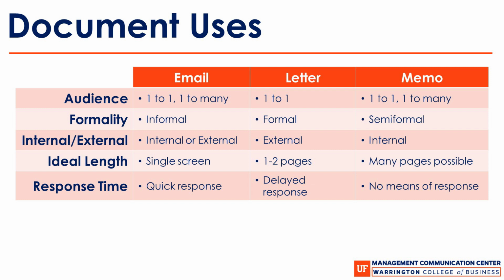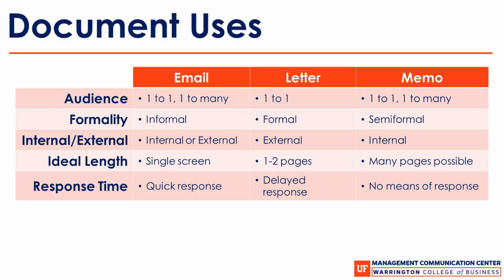Emails, of course, you can respond to emails quickly because of that built-in reply function. Letters, you're most likely to get a delayed response. Even if your recipient responds to you via email, your letter still needs to go through the mail, which is, of course, a lengthy process. And then memos don't really have any built-in means of response. If you transmit a memo as an attachment to an email, people can then use the email to respond, but they can't really respond directly to the memo itself. So keep these pros and cons in mind as you're choosing the best document type for your message.